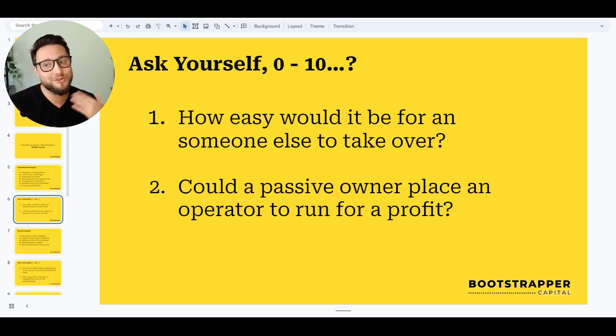Also, for an investor who's putting money into your company, right? They want something that's consistent. They want something that is a known factor, less risk, right? Second question to ask: could a passive owner place an operator and run it for a profit? Right? That's a great litmus test.